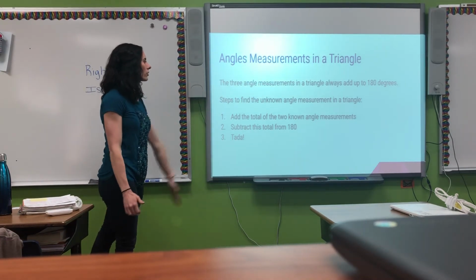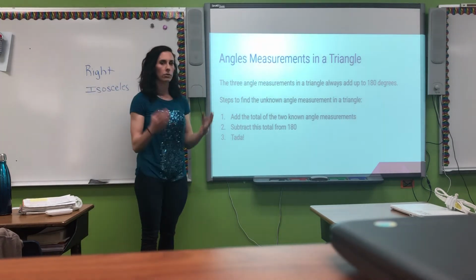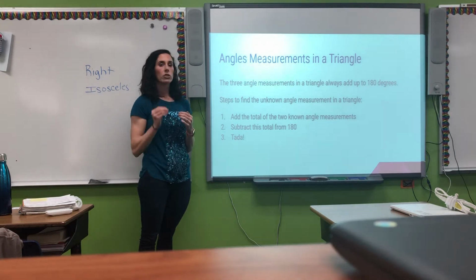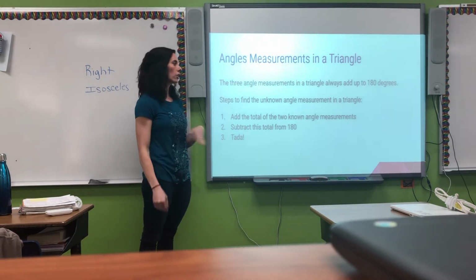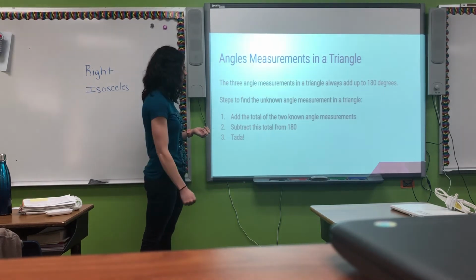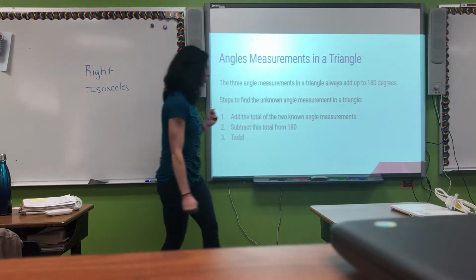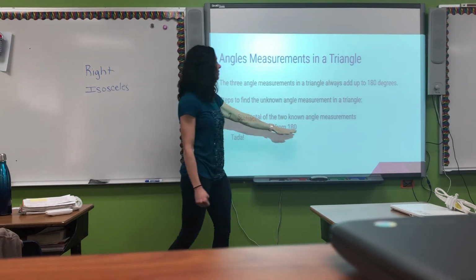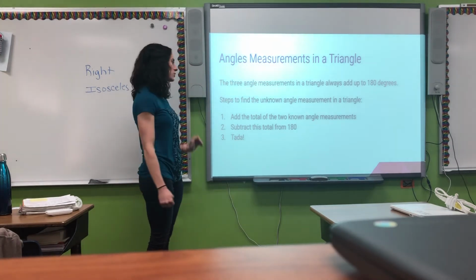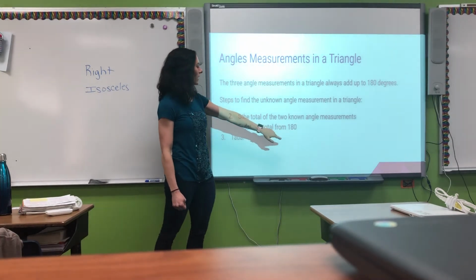So here are our steps to finding the unknown angle measurement in a triangle. If you have a triangle and you're given two angles, here are the steps to finding that third angle that we don't know. We're going to add the total of the two known angle measurements. Make sure you write this down. Subtract this total from 180, and ta-da, that will be your answer. Make sure you write ta-da. Okay. All right, if you need to, pause the video and get that down.